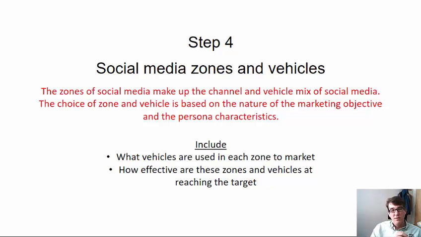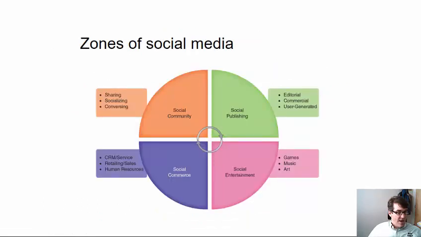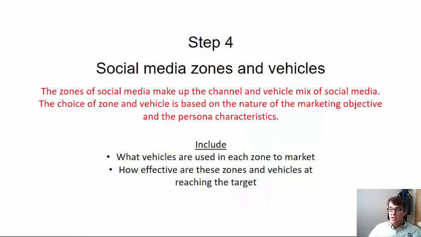So think about, what is your marketing objective? If your marketing objective is to increase exposure, then you probably are not going to want to put efforts down here into the social commerce. You're probably going to be operating more up here in the social community and the social publishing. So you can see how the vehicle you use and the specific zones can help you to be successful in achieving your marketing objectives when you combine that with the persona characteristics.